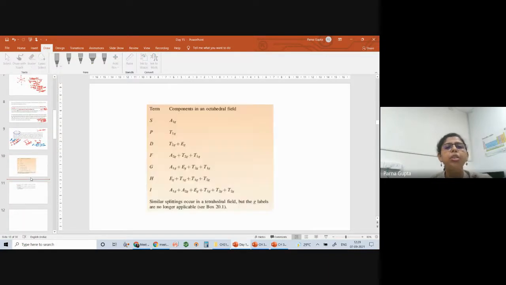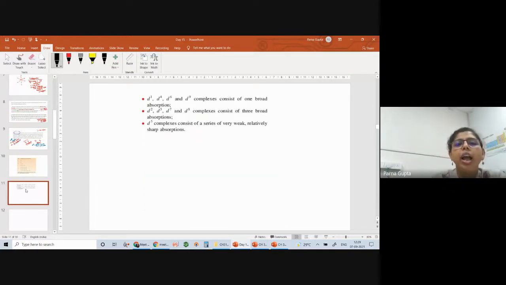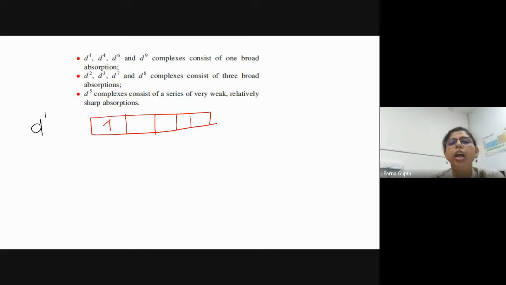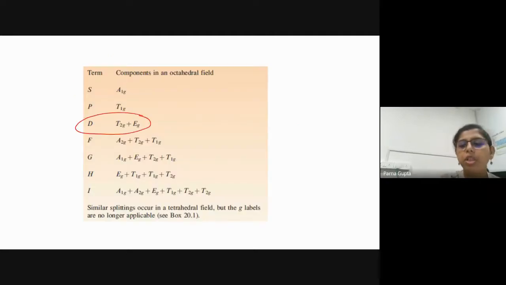Okay. So now you see that these are the terms that correspond to this. Let us come to the d1 system. If it is one electron, it comes as 2D. Are you okay with this 2D ground state? Because 2, 1, 0, minus 1, minus 2. So 2D is the ground state, and D breaks into T2g and Eg.